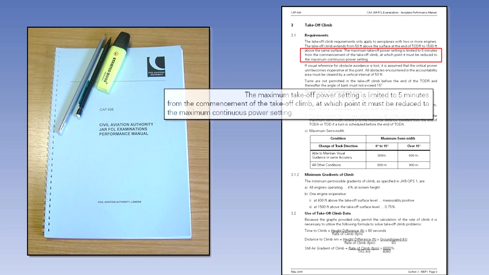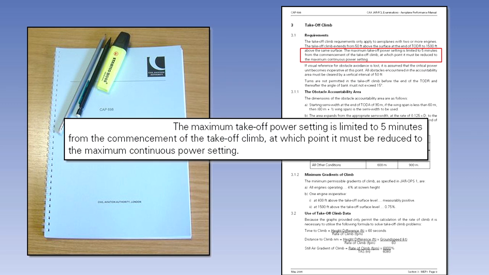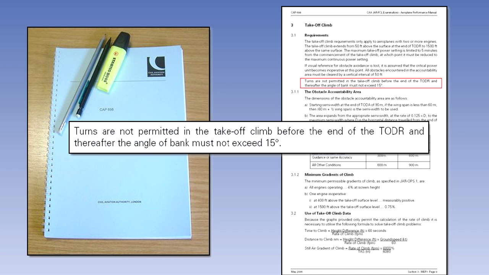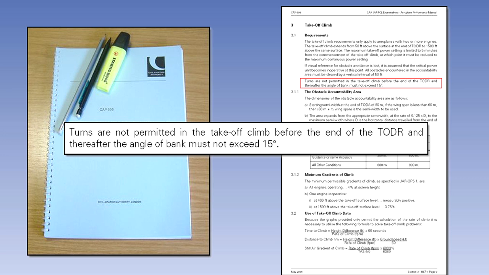The paragraph also mentions that takeoff power is applied for only 5 minutes, after which time maximum continuous power must be set. The next paragraph states that if the visual reference to the obstacle is lost, in other words if the pilot enters cloud, it must be assumed that the critical engine will fail. The paragraph also specifies that all obstacles must be cleared by a vertical interval of 50 feet. The next sentence states that turns are not permitted before the end of the takeoff distance required, and thereafter must not exceed 15 degrees angle of bank.